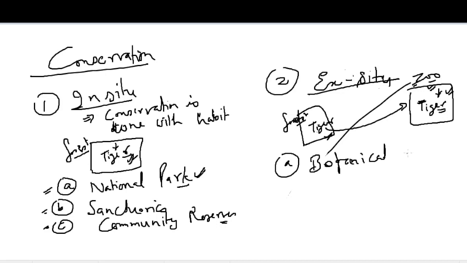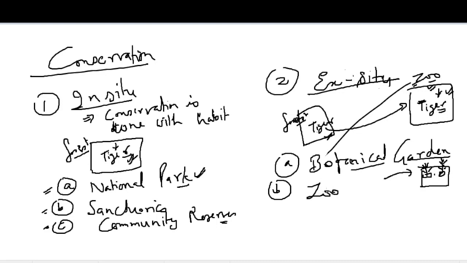botanical gardens. Botanical gardens are gardens where wild plants are brought, which are on the verge of extinction, and they are grown in this botanical garden, and hence this garden becomes a hub for all the species of plants which are being threatened. Now moving ahead, a zoo is also an ex situ conservation measure. Another ex situ conservation can be a herbarium.